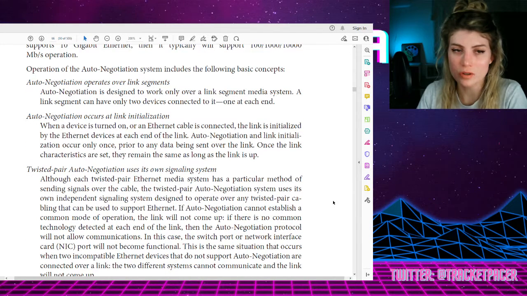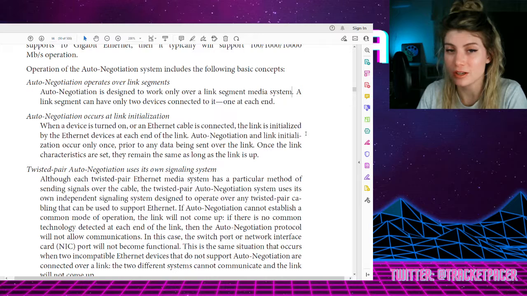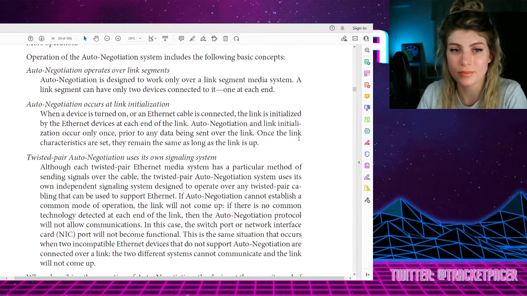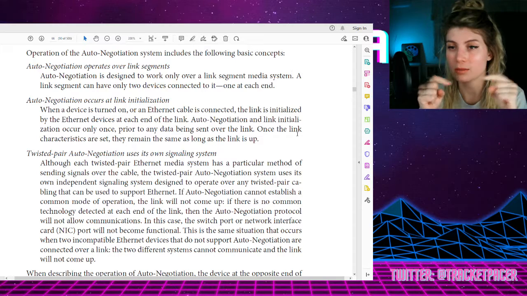Auto negotiation operates over link segments. Auto negotiation is designed to work only over a link segment media system. A link segment can only have 2 devices connect to it, one at each end. So link segment, point A, point B.